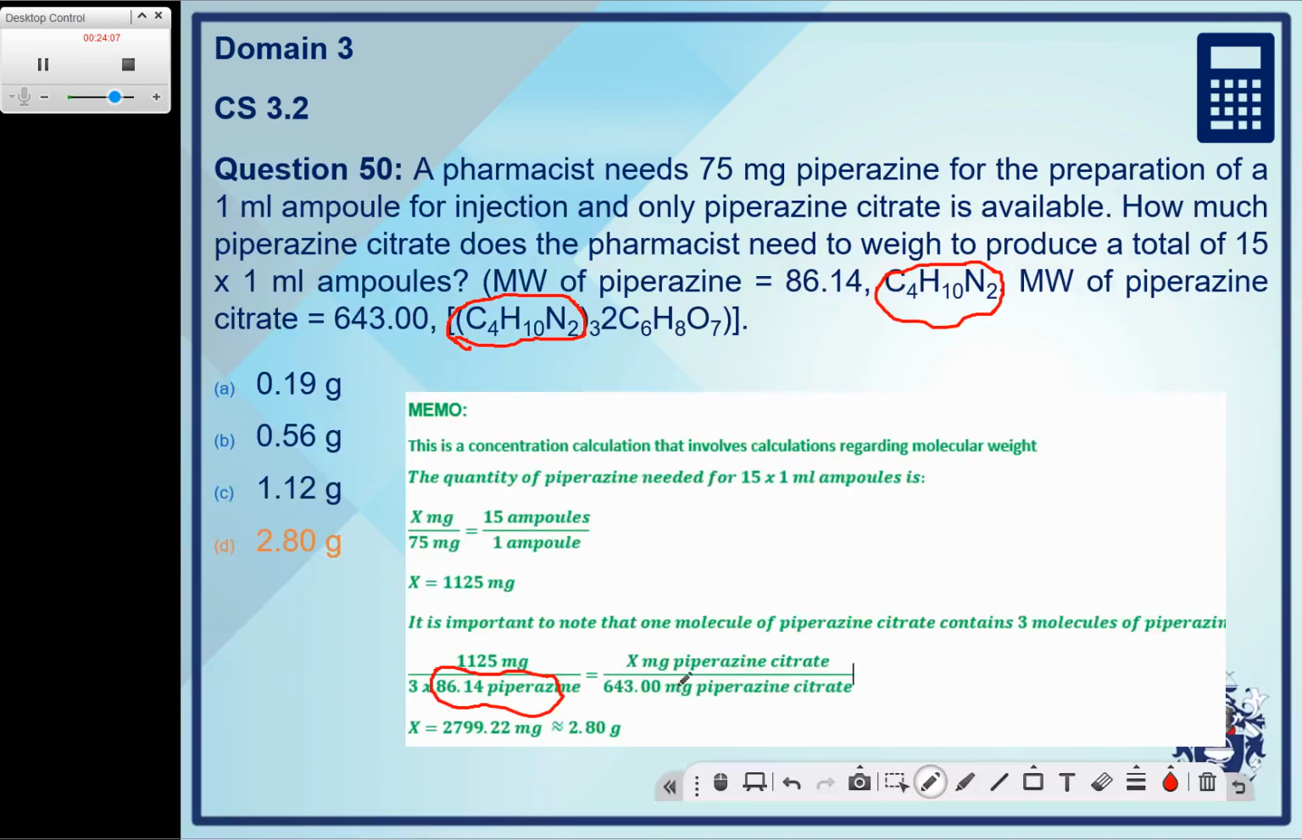You are in need of 1,125 milligrams of piperazine. So how much piperazine citrate do you need? That will be 2,799.22 milligrams. And from the possible answers, you will see that it is in grams. So you need to divide your milligram answer by 1,000 to convert it to grams. And that is equal to approximately 2.8 grams. And from the list of possible answers, you will see that it is option D.